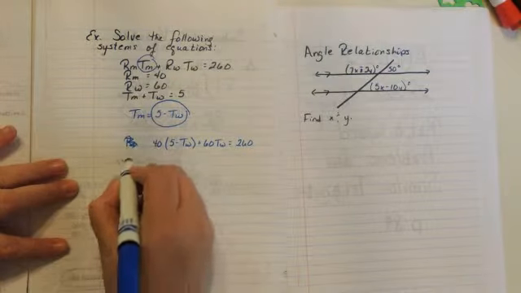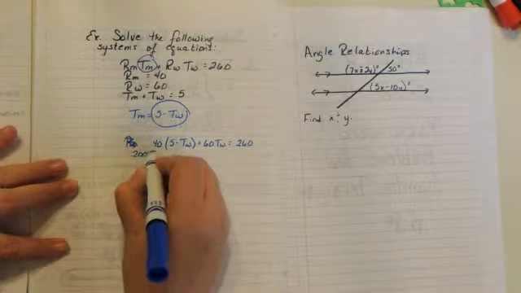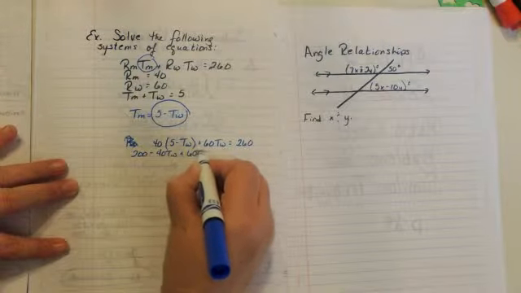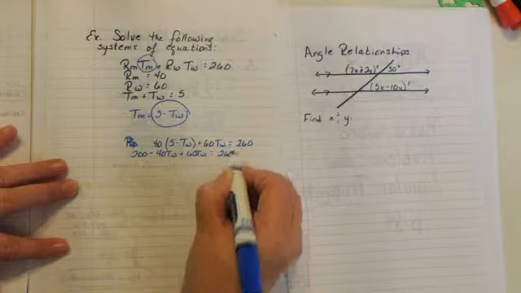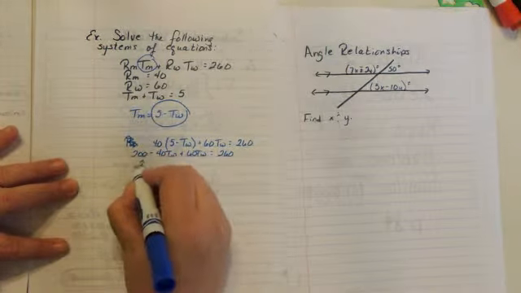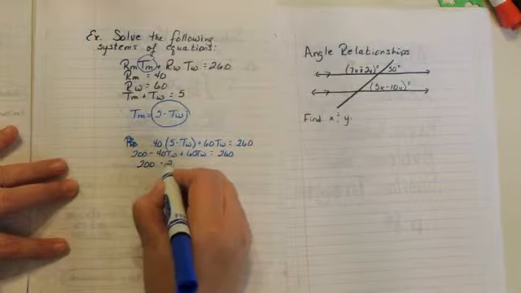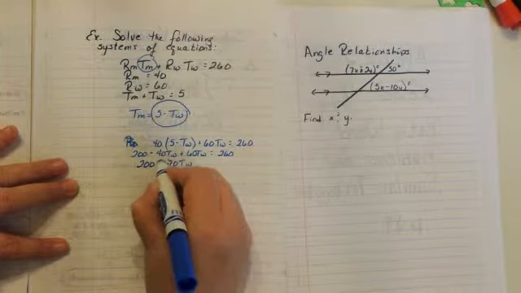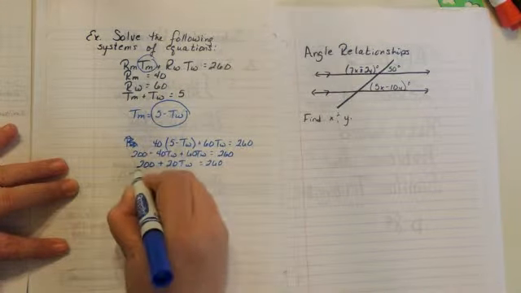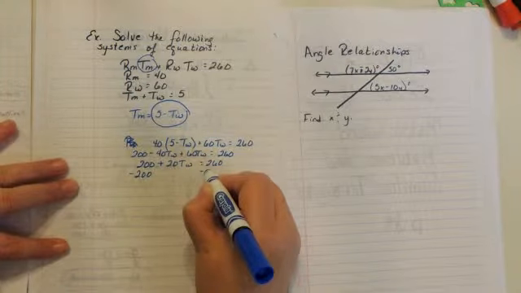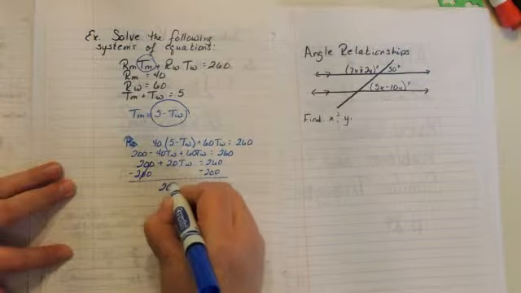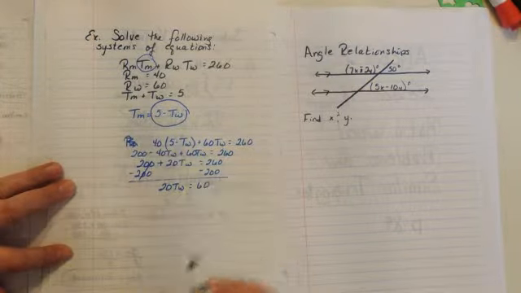So we're going to distribute here. We'll have 200 minus 40 times the time of William plus 60 times the time of William equals 260. Okay, let's put these two like terms together, and we'll have 200 minus 20 times the time of William. That's plus 20 equals 260. We can subtract 200 from both sides. And 20 times the time of William equals 60.